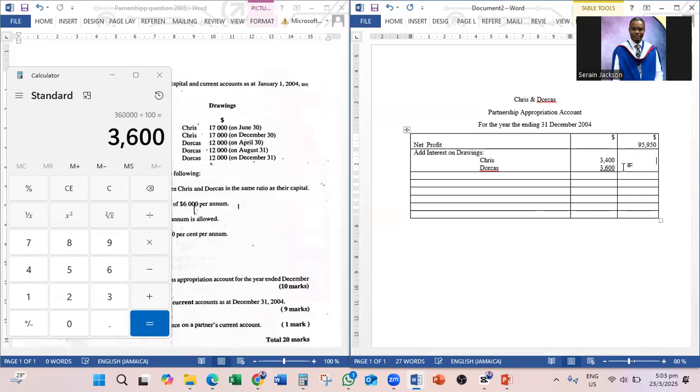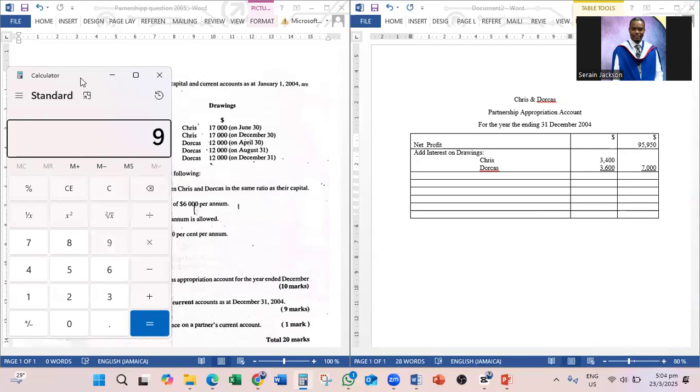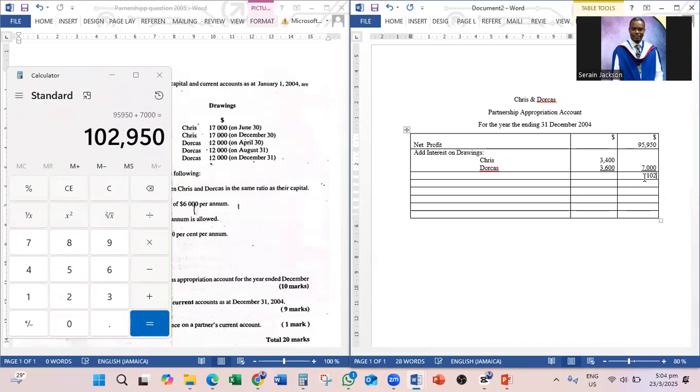So when you work that now, that would come up to 3,600 plus 3,400. That would be $7,000. So $7,000, and you're adding that now to your net profit, right? So it is 95,950 plus $7,000 equals 102,950. So it is $102,950. All right. So we move on.